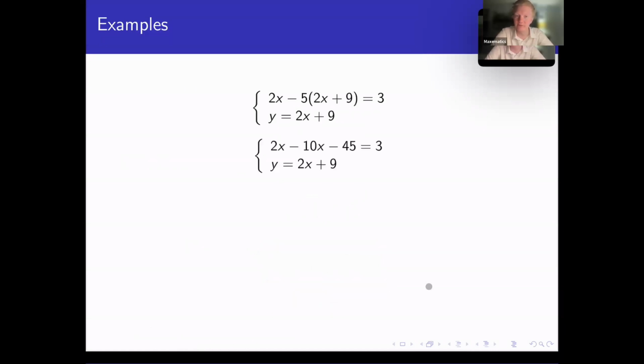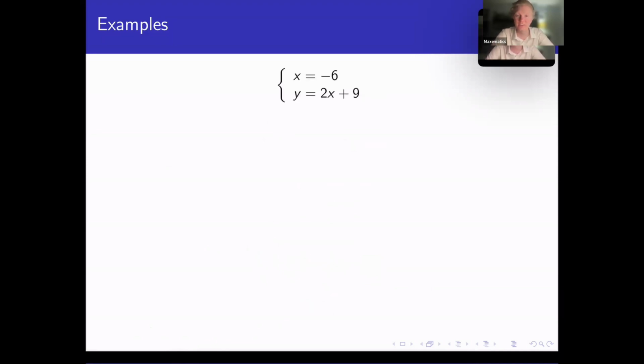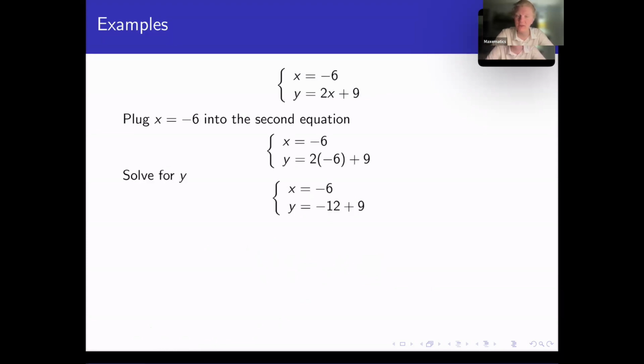Let's distribute -5. Let's combine 2x and -10x. Let's add 45 to both sides, and let's divide both sides by -8. All of these steps in the top. So we have x equals -6, and now we're just going to plug -6 into the second equation. 2 times -6 is -12. -12 plus 9 is -3. So the solution to our system is -6, -3.